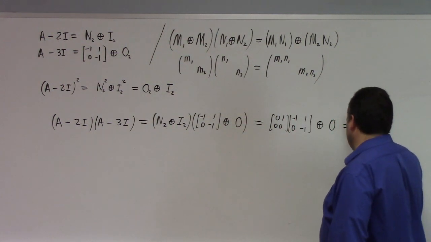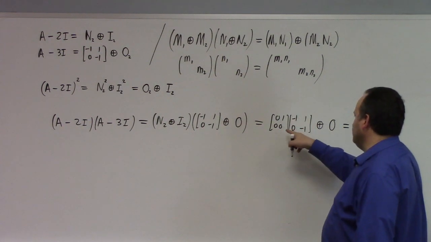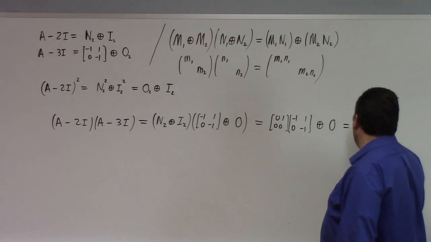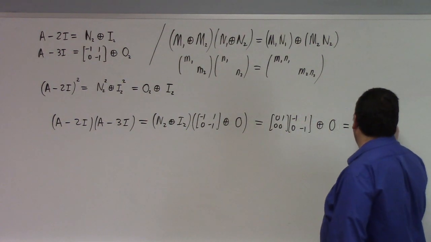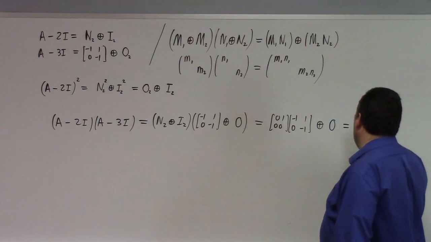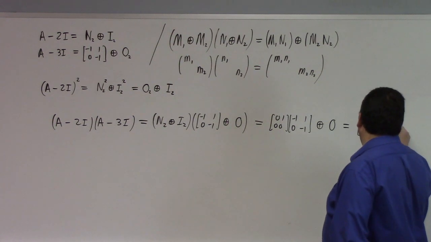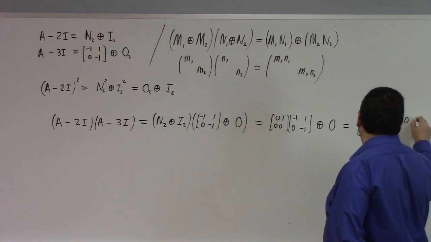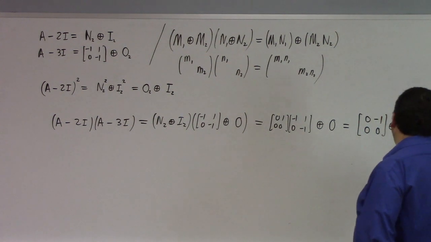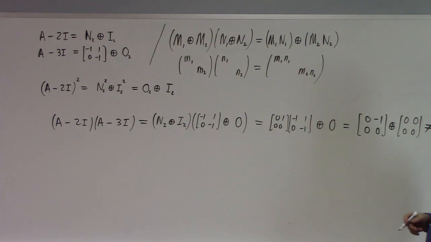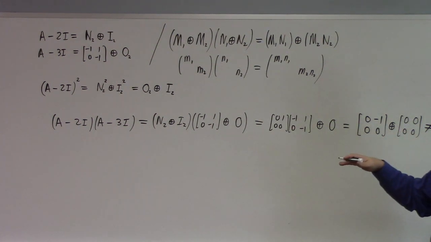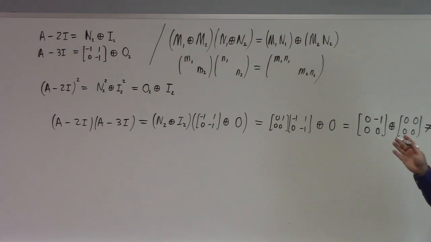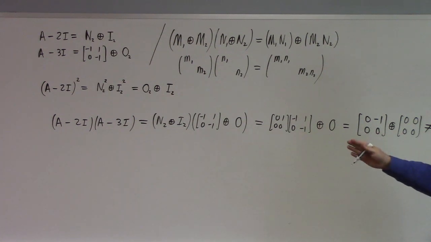So what do we have here? We've got 0, 0, minus 1, 0. Direct sum 0, right? I'll write it out this time. The larger point here is that this is not equal to 0, right? So this rules out the lowest order possibility. The minimal polynomial cannot be just t minus 2 times t minus 3, right? Because this matrix is non-zero. But what can it be?